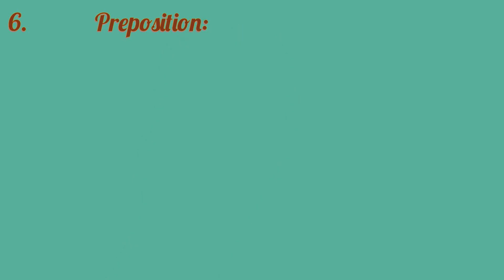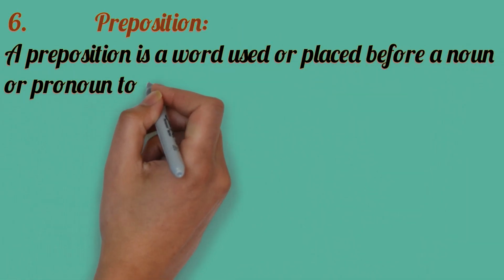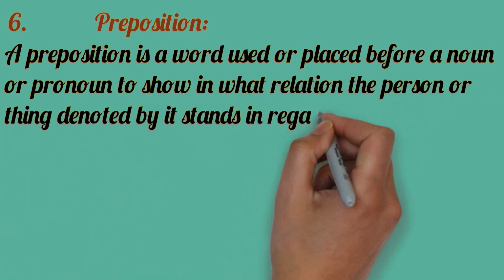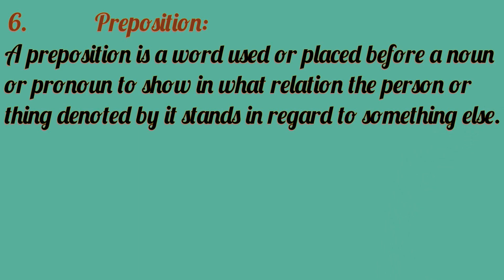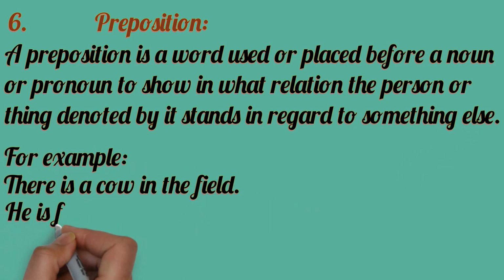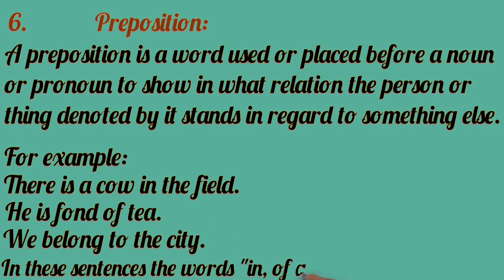6. Preposition. A preposition is a word used or placed before a noun or pronoun to show in what relation the person or thing denoted by it stands in regard to something else. For example, there is a cow in the field. He is fond of tea. We belong to the city. In these sentences the words in, of and to are prepositions.